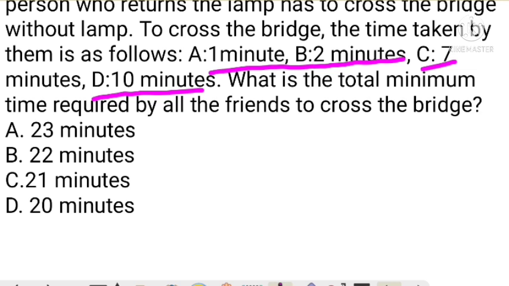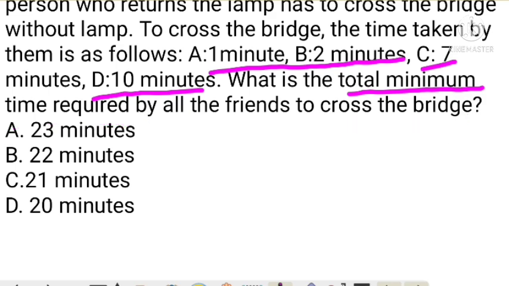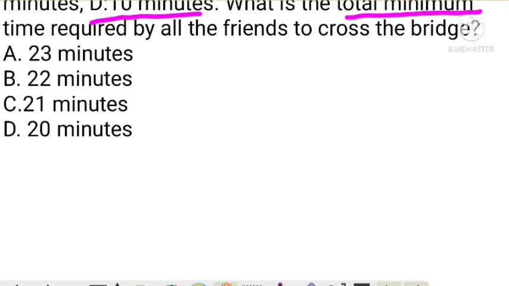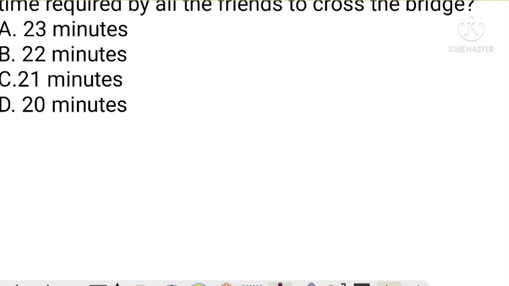So what we have to calculate is the total minimum time required for all the friends to cross the bridge. There are some options given. So let us see how we can solve this.